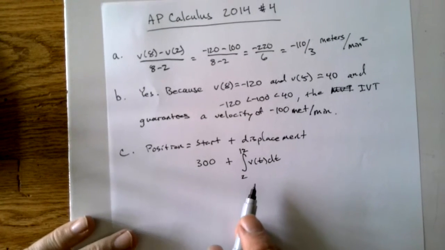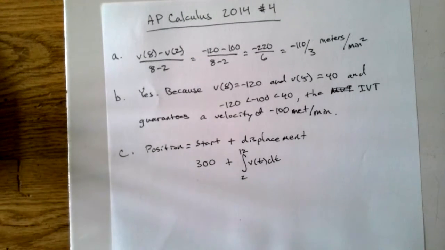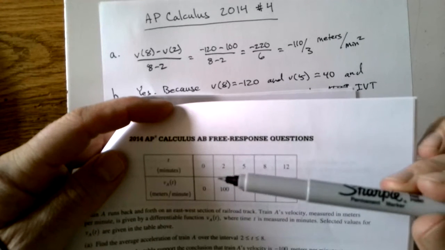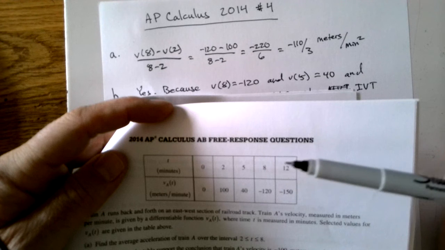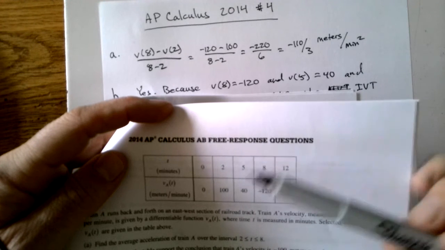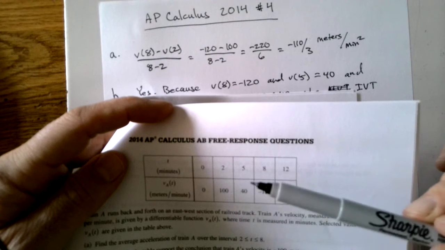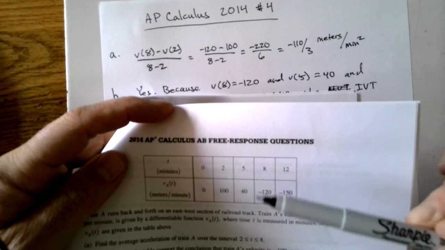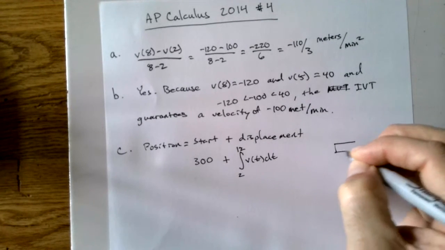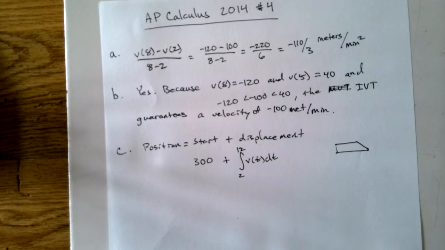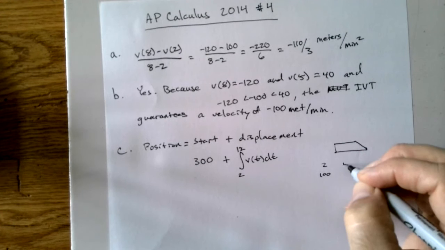Now, in order to figure this out, we have to use a trapezoidal sum. In this situation, you're using 3 subintervals. So we're going 2 to 5, then 5 to 8, then 8 to 12. And you can see that these are the values we're going to use: 140, 40, and negative 120, negative 120, negative 150. As you construct a trapezoid, this is the way you're going to construct it. I'll lay this out for you. We've got 2 and 100, and we've got 5 and 40. So that's our first one.